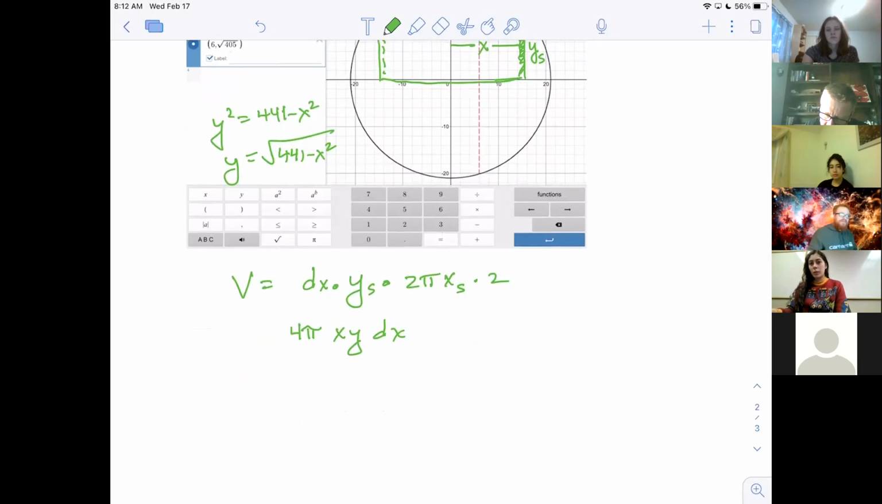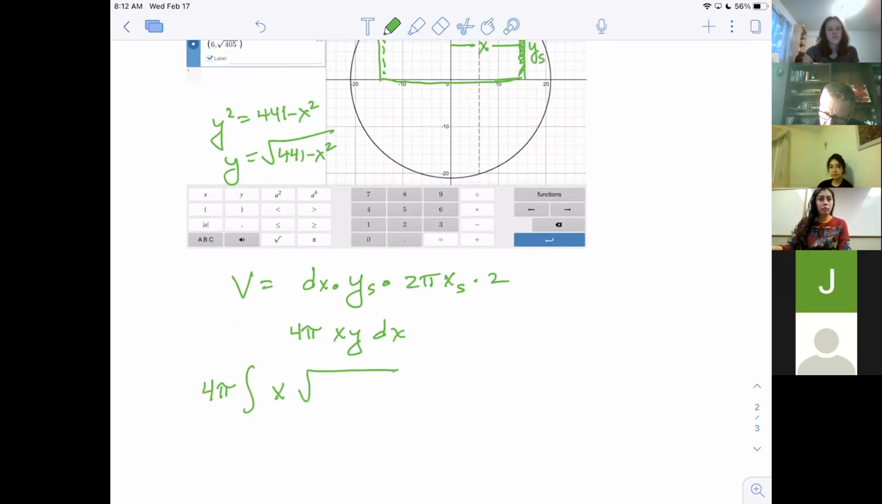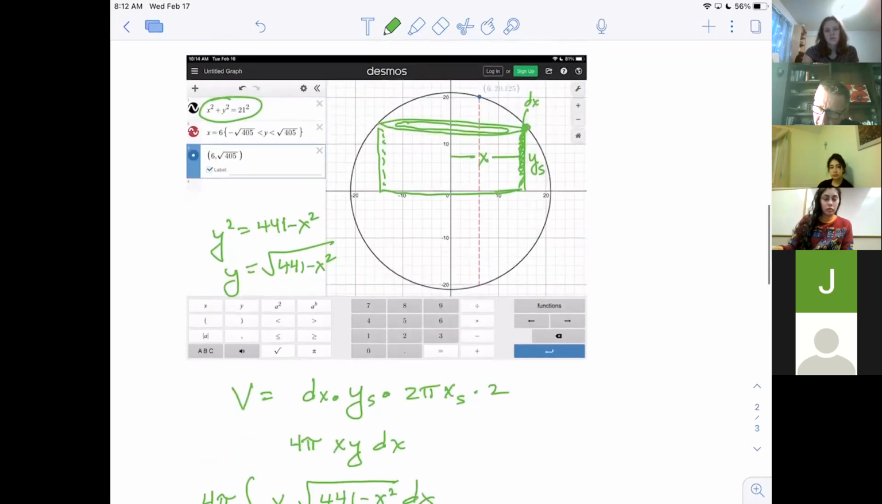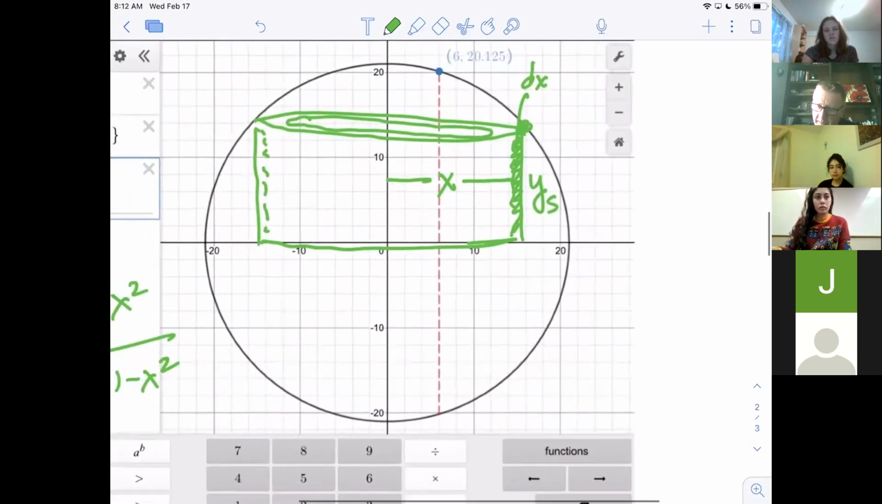And so when I come back and say, okay, cool, let's find all of this multiplied out. So now I have x times the square root of 441 minus x squared dx. Everything is x's. So that doesn't look so good. I have this multiplication that I've got to do, and I don't like multiplications because again, I'm thinking product rule and so forth.